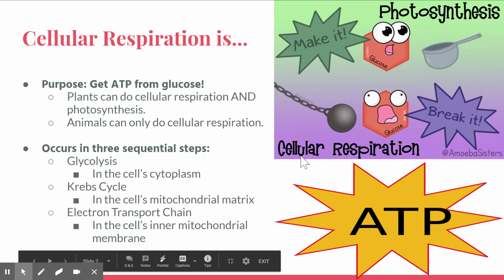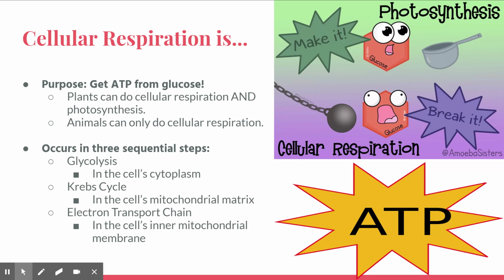As far as what cellular respiration is, we've been talking about it for about a week now, and we have decided that the purpose of cellular respiration is to get ATP, or energy, from glucose. Plants can do both cellular respiration and photosynthesis. They have a chloroplast and they have a mitochondria, so they can do both processes. Animals, on the other hand, can only do cellular respiration.